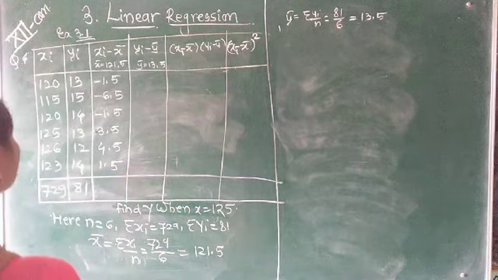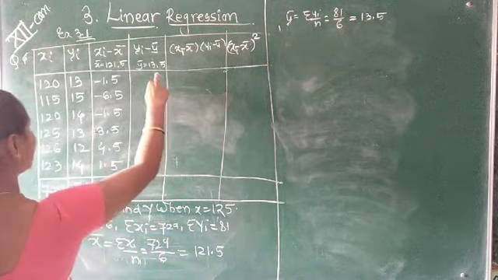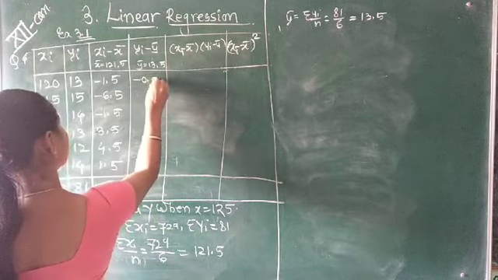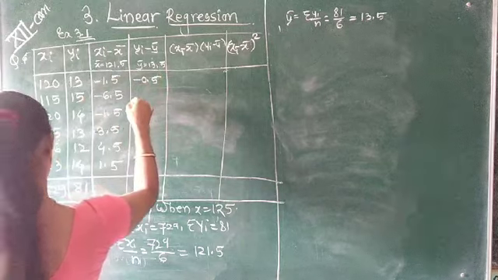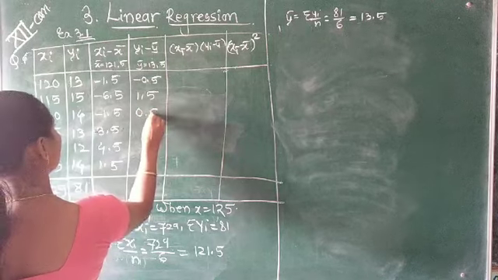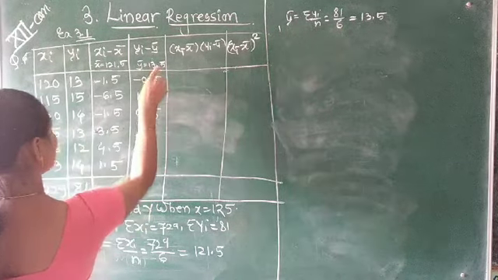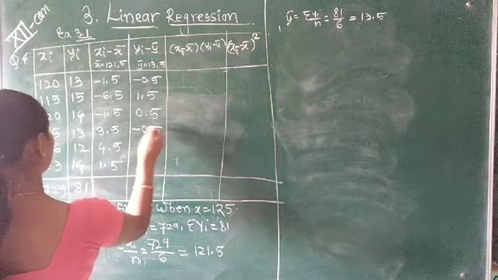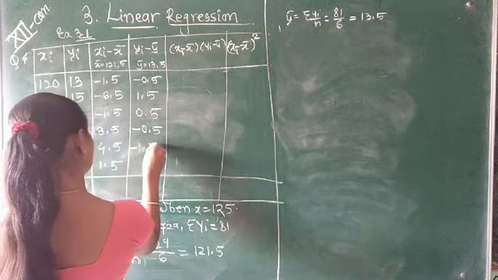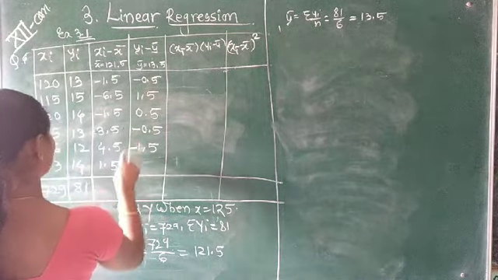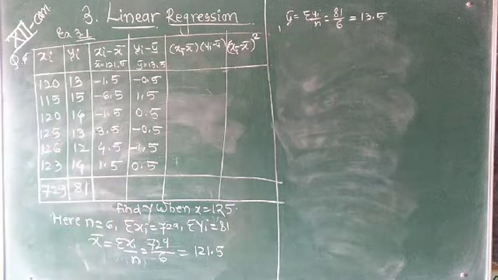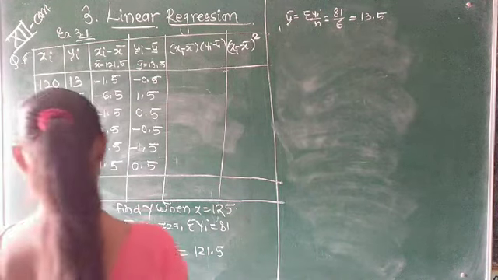Now next, yi minus y bar, with y bar 13.5. 13 minus 13.5 is minus 0.5. Next, 15 minus 13.5 is 1.5. 14 minus 13.5 is 0.5. Next, 13 minus 13.5 is minus 0.5. Next, 12 minus 13.5 is minus 1.5. Next, 14 minus 13.5 is 0.5. So these are the values of xi minus x bar and yi minus y bar.